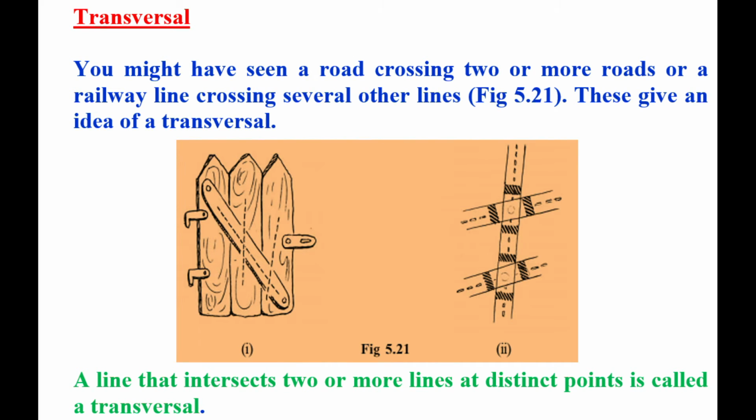So a line that intersects two or more lines at distinct points is called a transversal. Always you should remember three or more lines, and another line crossing the three lines in three different points. There you can find out a transversal line. A line that intersects two or more lines at distinct points is called a transversal.